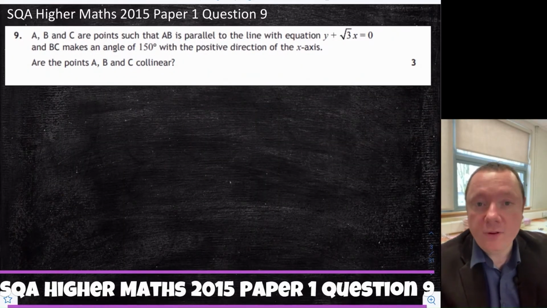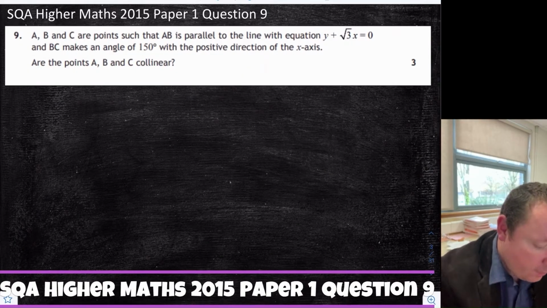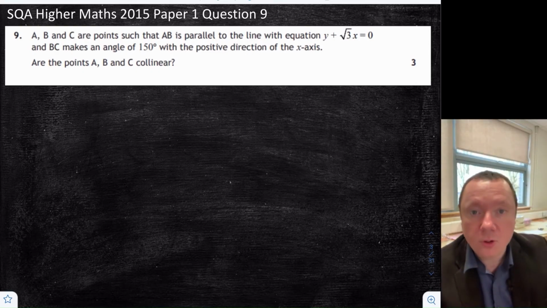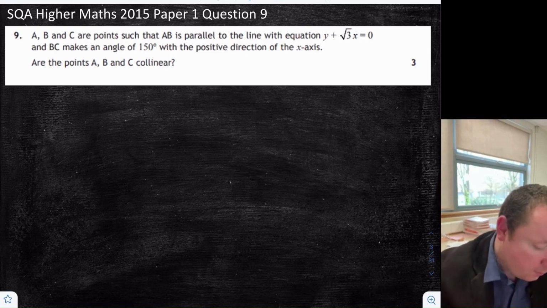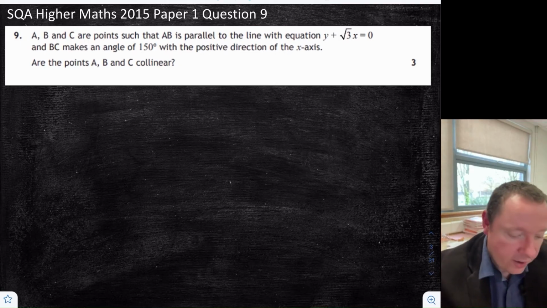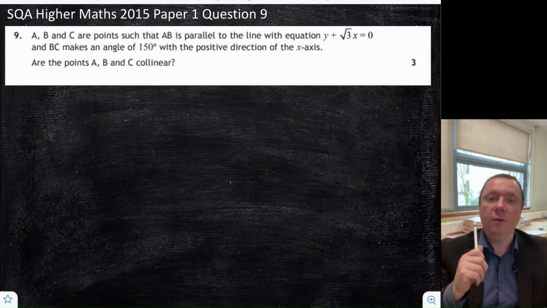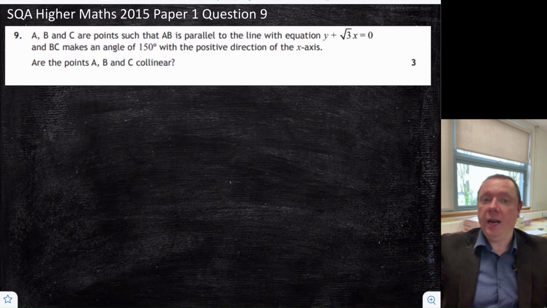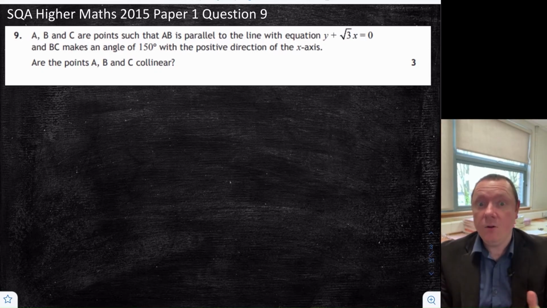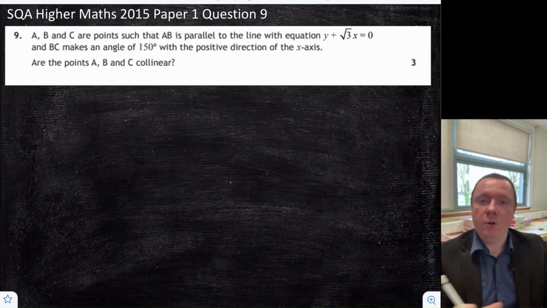SQA Higher Maths 2015, Paper 1, Question 9. A, B, C are points such that AB is parallel to the line with equation y plus root 3x equals 0, and BC makes an angle of 150 degrees with the positive direction of the x-axis. Are they collinear? So you need to know what collinear means. They are all in a straight line. So if you work out if A to B and B to C are parallel, and since B is a point in common, they would be in a straight line if they're parallel, or not.